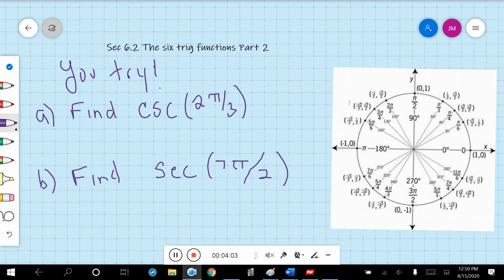So now here's a couple of problems for you to try. Pause your video, try the problems out, and then when you restart the video, I'll show you the answers. So pause your video now.